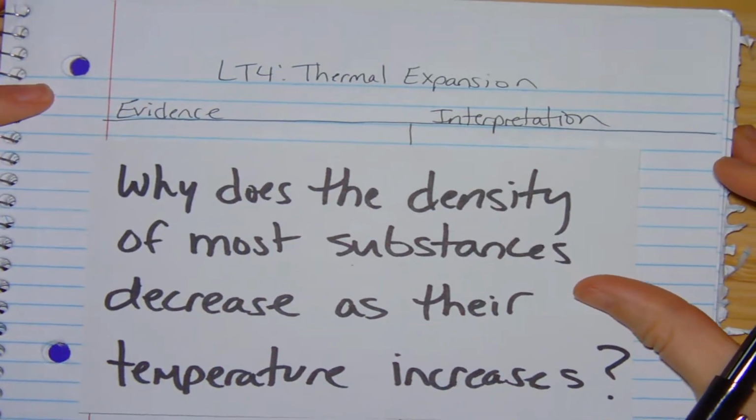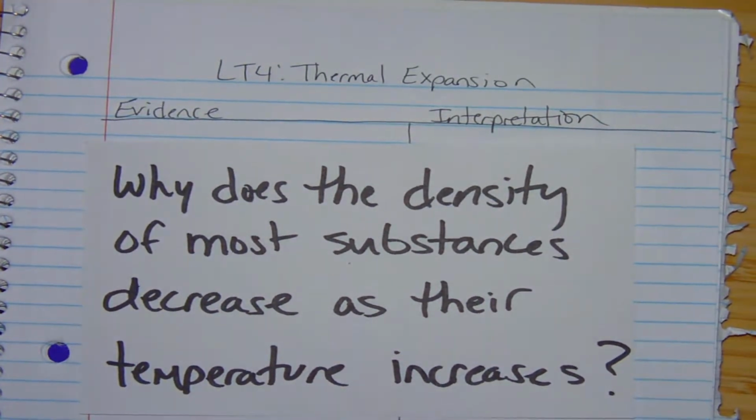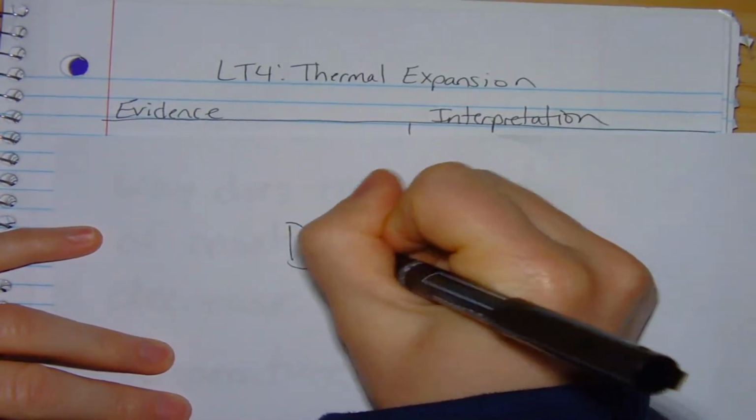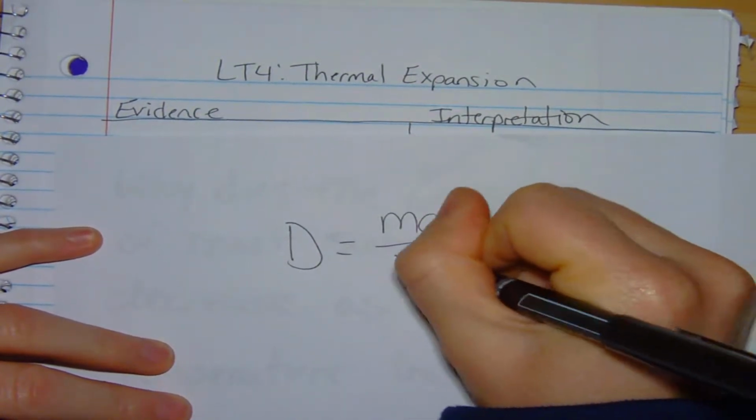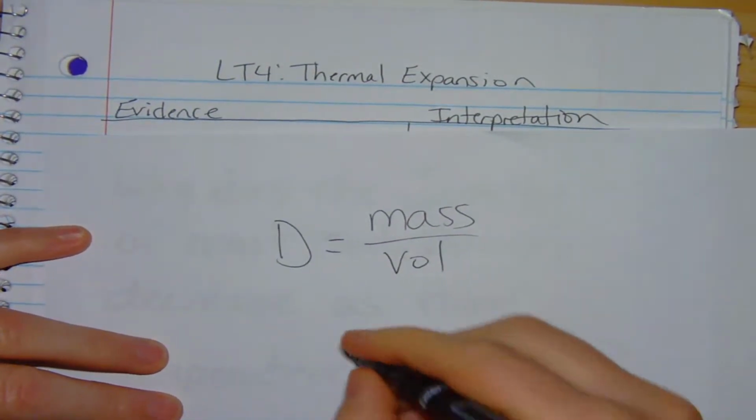Here in class, we discuss this question. Why does the density of most substances decrease as their temperature increases? Because that's an important part of thermal expansion. And what we eventually get to, what we think about here is, well, what is density? That's kind of a throwback to middle school. The density of a substance is its mass divided by its volume. Okay, you may have learned it.